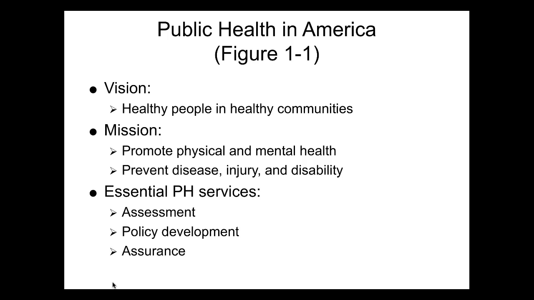So when you talk about public health in America, we have a vision: healthy people and healthy communities. Our mission is to promote physical and mental health, prevent disease, injury, and disability. So that's important too. Occupational health nursing, that's an area of community health that's really important. We want to prevent disability. We want to prevent low back pain. We want to prevent depression, which are the two main causes of disability in this country.